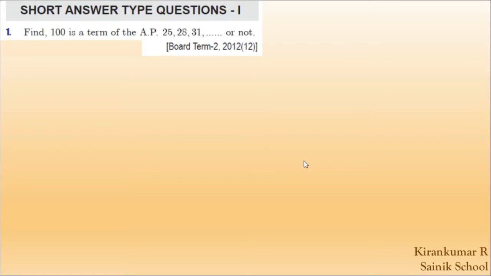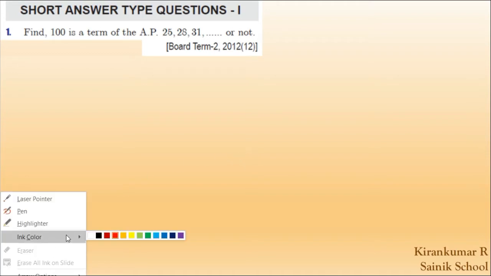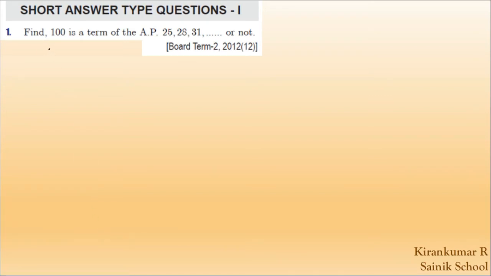Hello students, let us continue the session on revision of arithmetic progression. We shall solve some short answer type questions. The first question is: find whether 100 is a term of the arithmetic progression 25, 28, 31, and so on. We need to check whether 100 is a term of this given arithmetic progression.